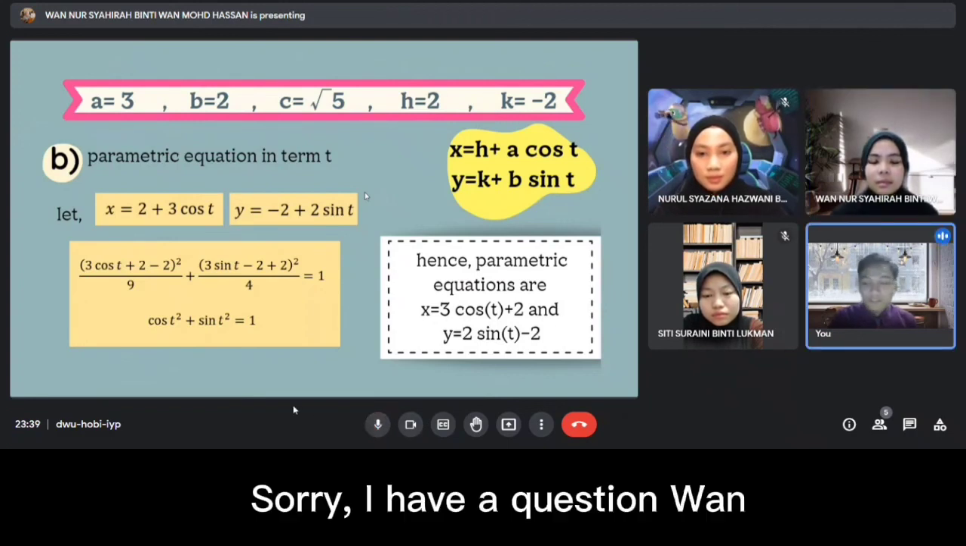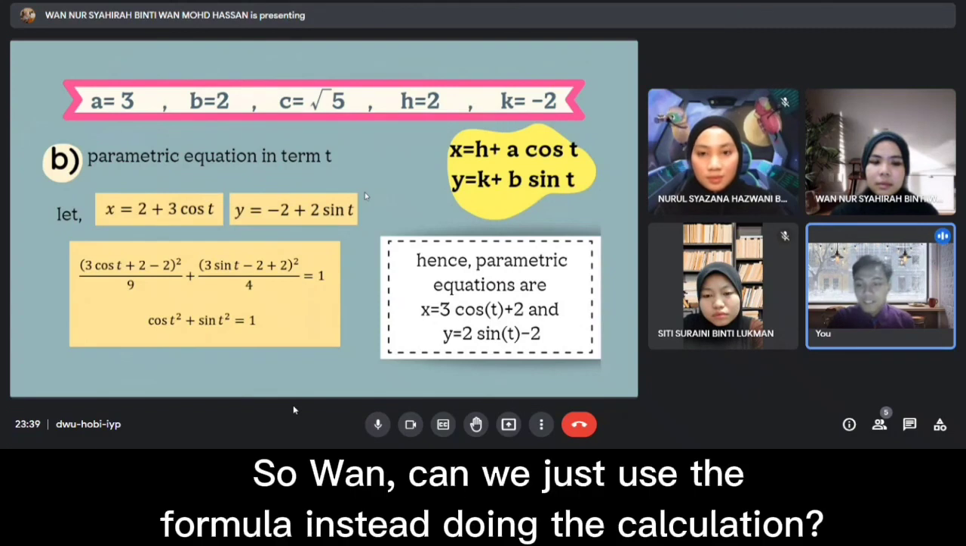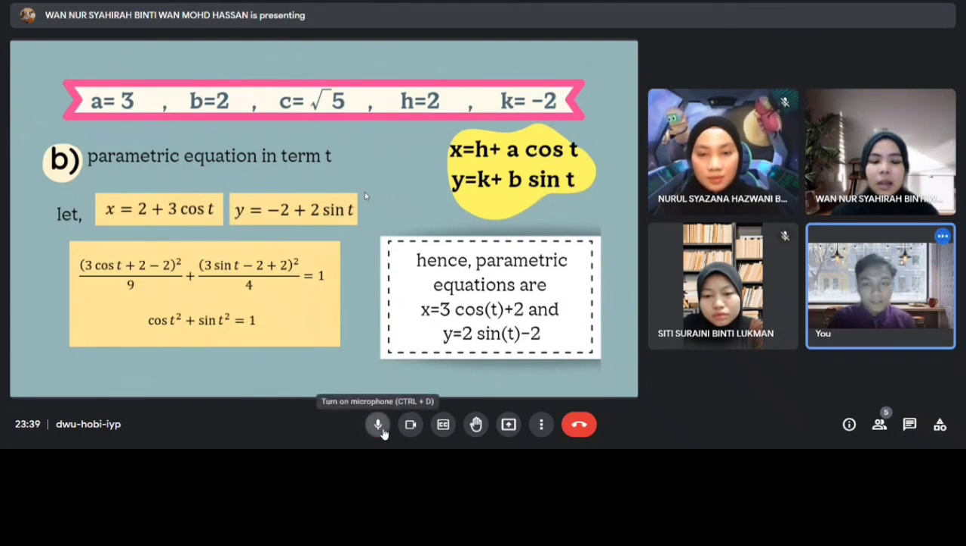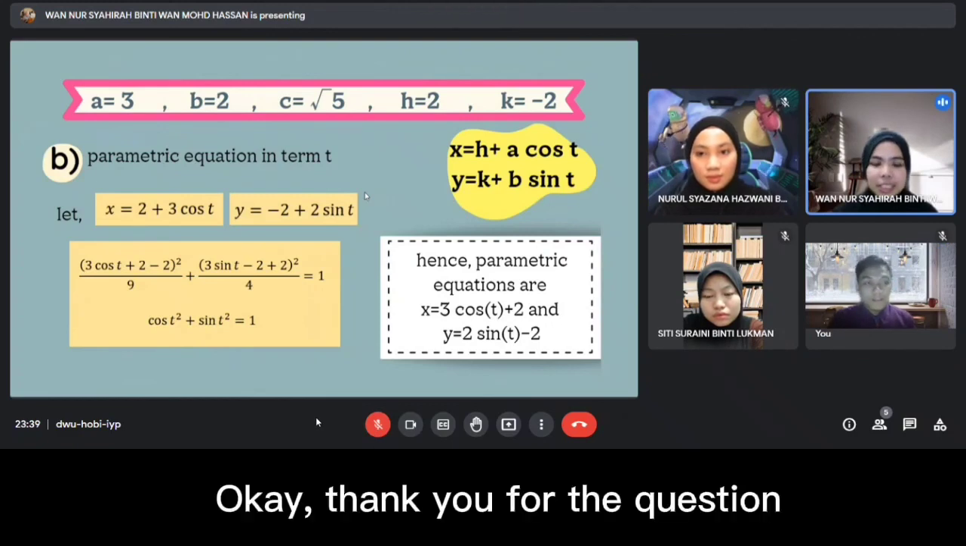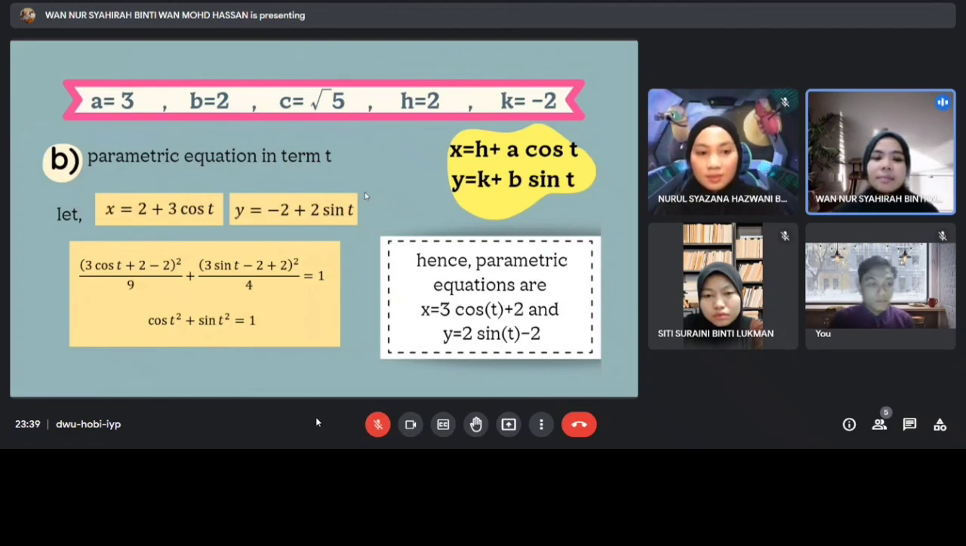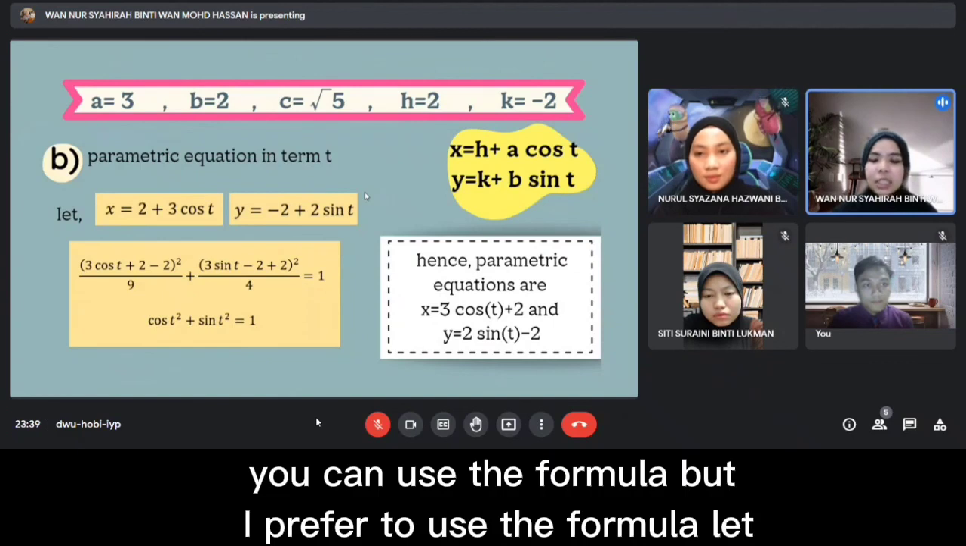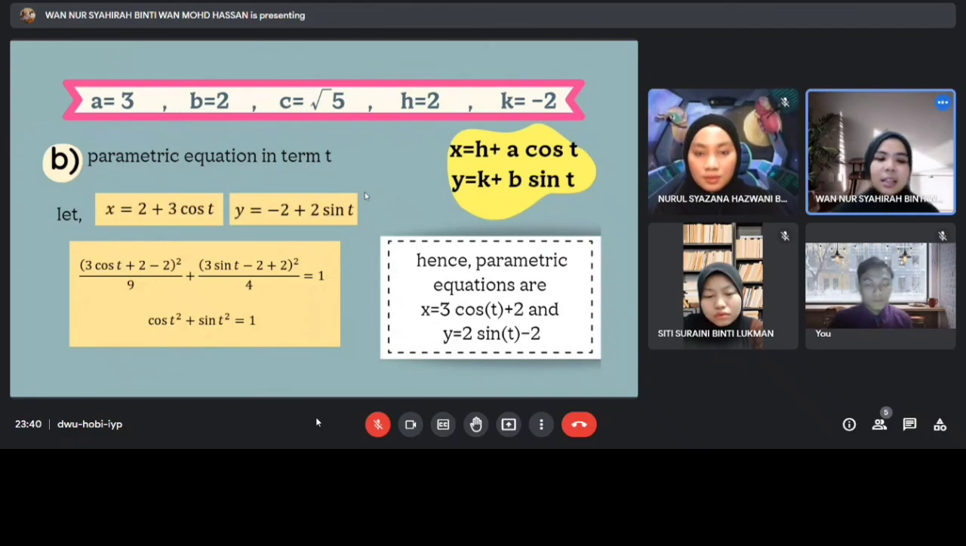Sorry, I have a question for Wan. So Wan, can we just use the formula instead of doing the calculation? Okay, thank you for the question. You can use the formula, but I prefer to use the method where we let x equal to something equal to t.